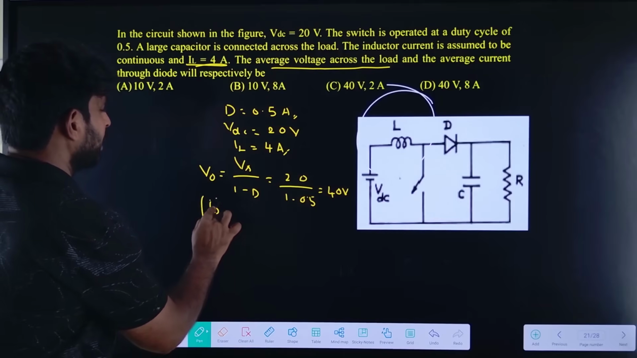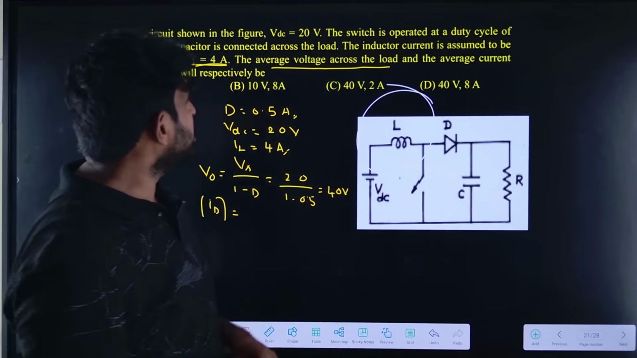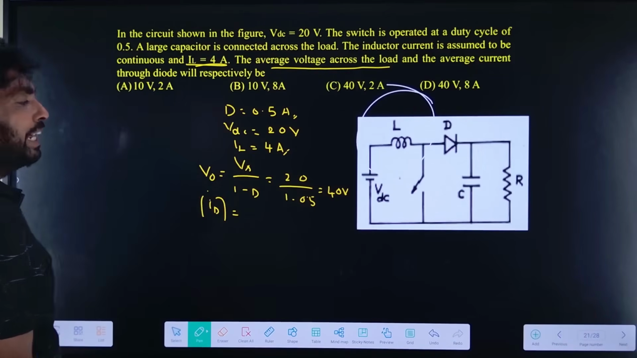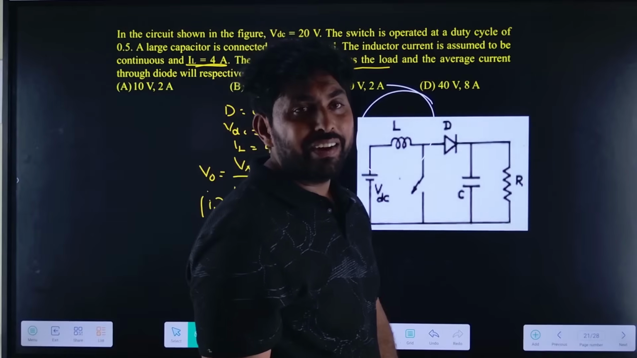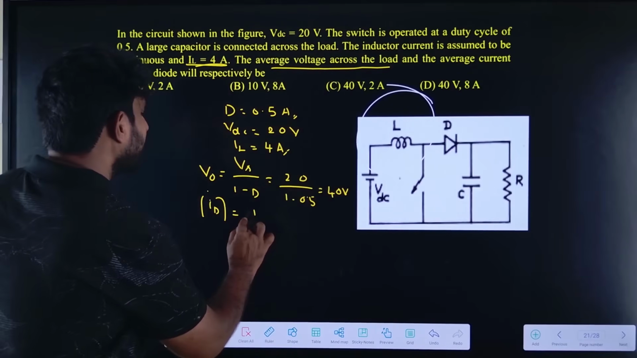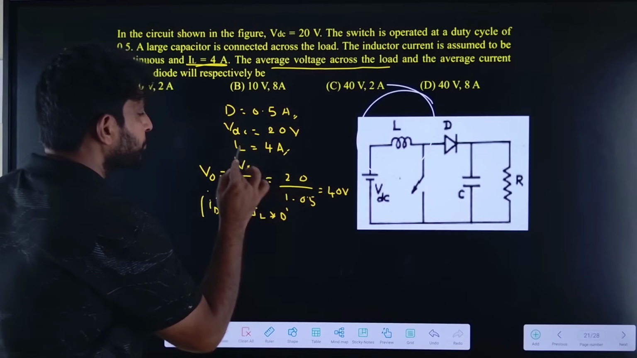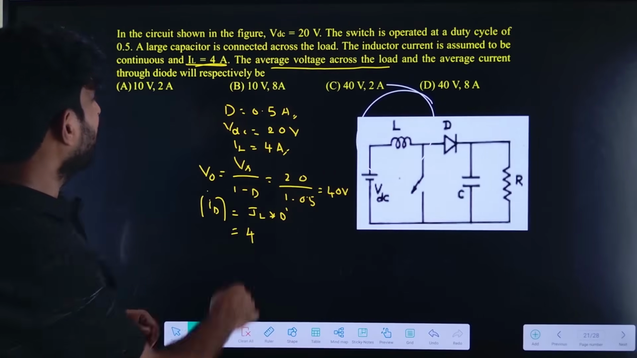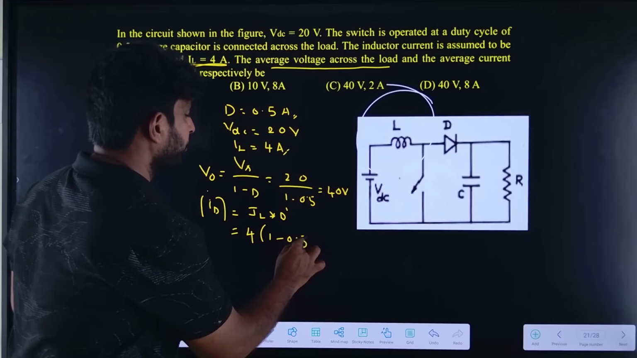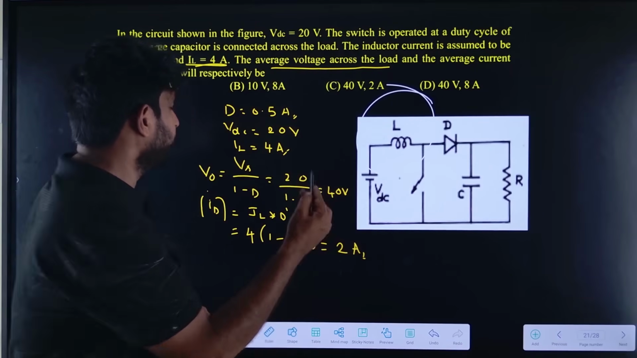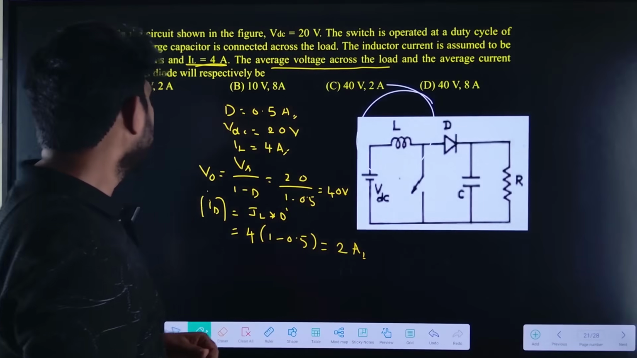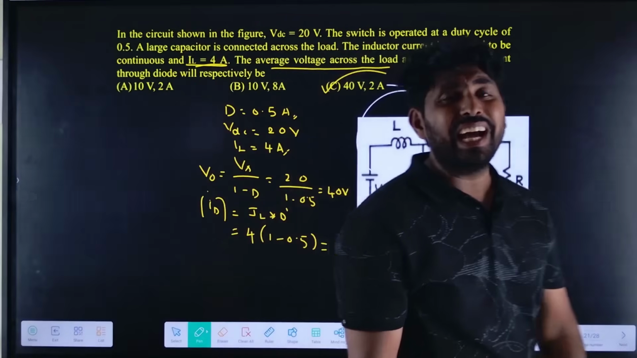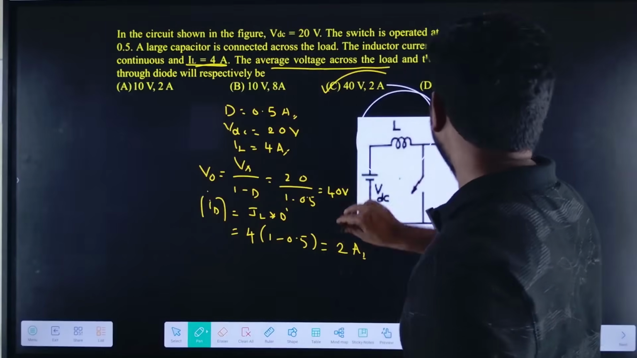So if I find the ID average, how can we find it? ID average is equal to IL into D dash. What is the IL they have given? 4. What is D dash? 1 minus 0.5, which is equal to 2 amperes. So 40 volts and 2 amperes is the answer, because the IL value has been given directly.